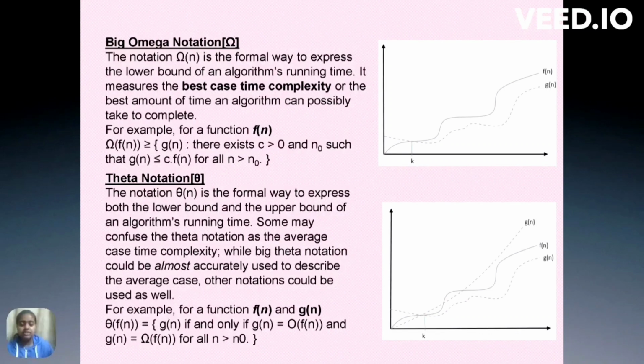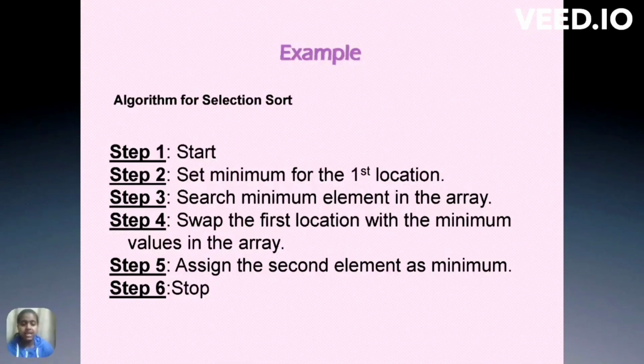Theta notation. It is denoted by theta. The notation theta of n is the formal way to express both the lower bound and the upper bound of an algorithm's running time. Some may confuse theta notation with the average case time complexity. While big theta notation could be almost accurately used to describe the average case, other notations could be used as well. For example, from the alongside graph for functions f of n and g of n, theta of f of n is equal to g of n if and only if g of n is equal to O of f of n and g of n is equal to omega of f of n for all n greater than n naught. Now we will see an example.